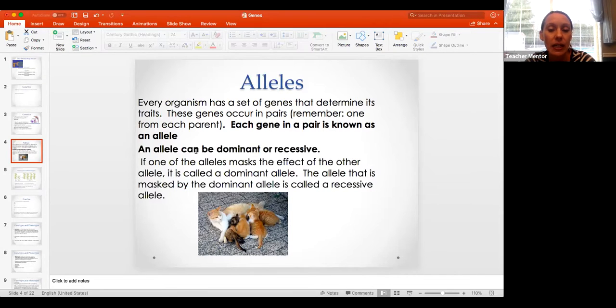Now, an allele can be either dominant or recessive. And what we mean by that is if one of the alleles masks or covers up the other, it's called dominant. The allele that is masked by the dominant one is what we call the recessive. It's the one that we don't see. So you could be carrying an allele for something, but you don't see it. A pretty common example is eye color. So dominant eye color. What do you guys think is the dominant eye color for humans? Take eye color. What color do you think is dominant?